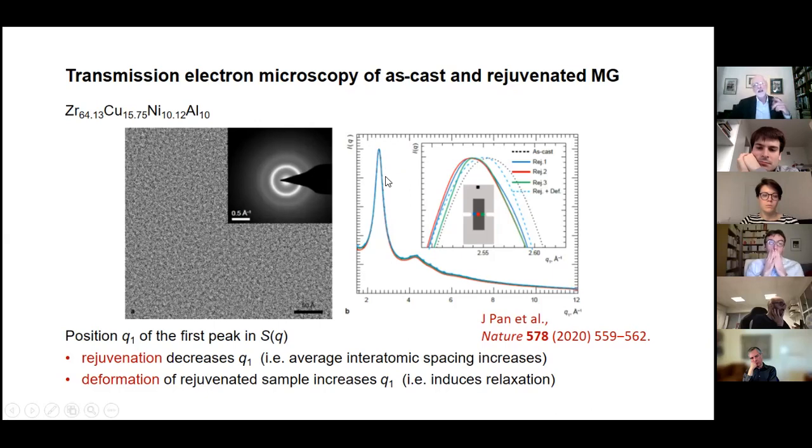But doing it in a TEM thin foil, you remove that problem. And you can see that in the rejuvenated material, you have greater interatomic distance. So your first peak in S of Q, of course, moves to lower Q values. So going from as-cast to rejuvenated, you shift to the left.